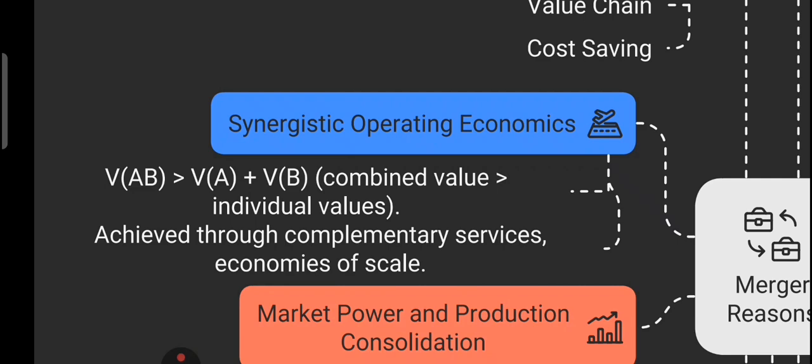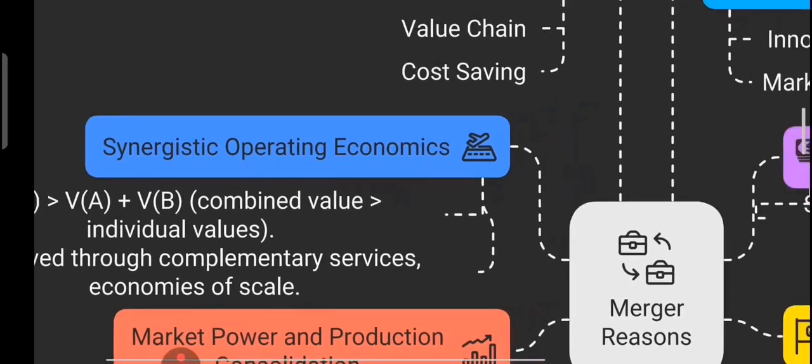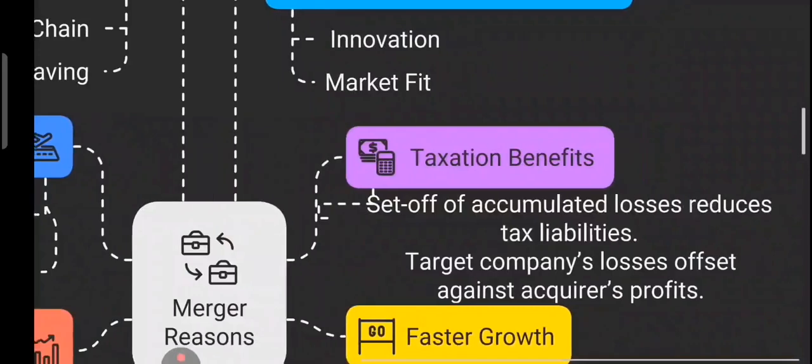So this synergy comes from shared services and scaled operation, right? Shared services and scaled operation, two ways through which this synergistic operating economy comes into the picture. Then we have something called taxation benefit. What is the meaning of taxation benefit? You can't ignore the taxation benefit.